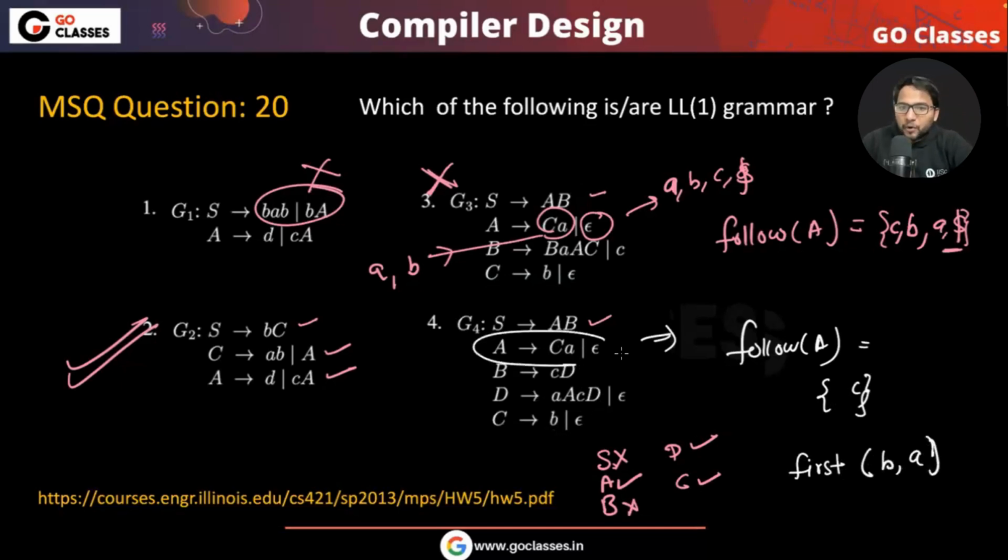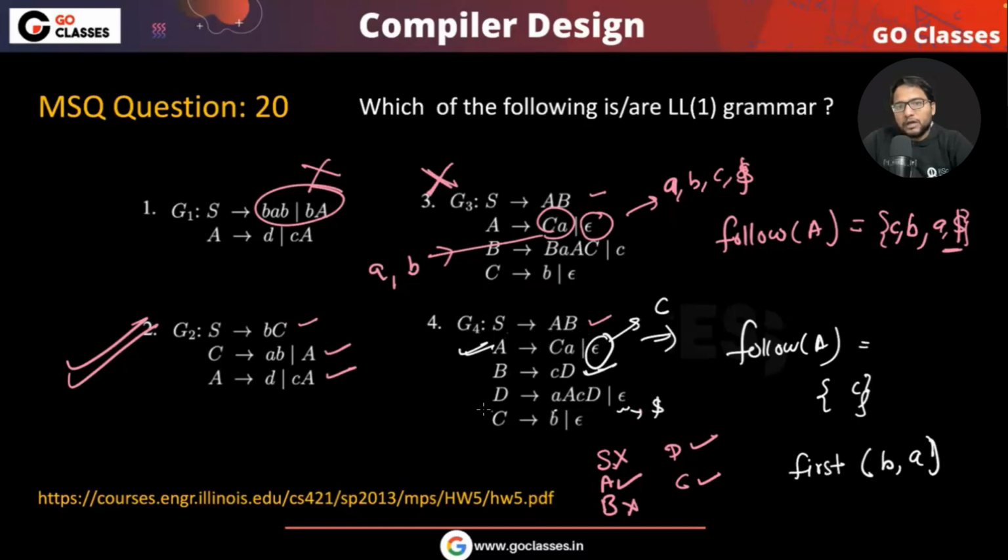So do you think there's a problem because of this? See, this will go to this capital C and A. What is the first of capital C and A? B and A, right? A and B. So that's why it's not a problem. It's okay. This is anyway okay. This will go to follow of capital D, which is same as follow of capital B. So what is the follow of capital B? I think it is just dollar, right? B is coming only at one place, but it is same as follow of capital S, which is dollar. So this will go to dollar.